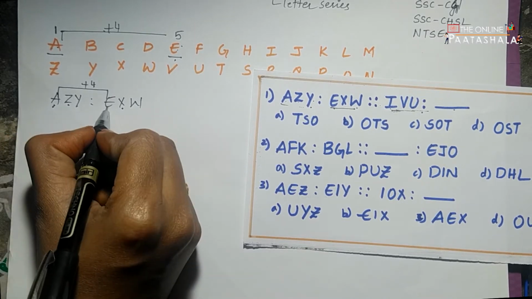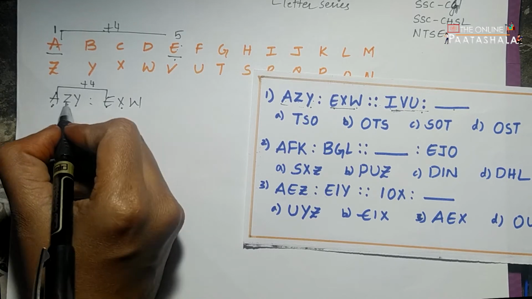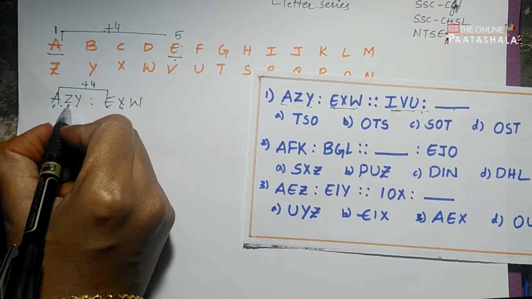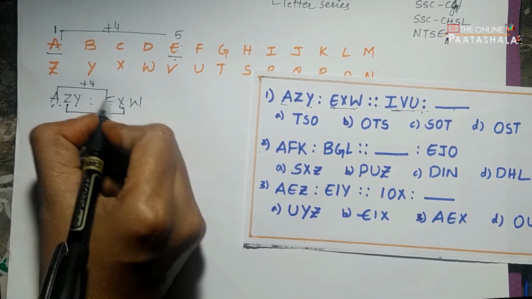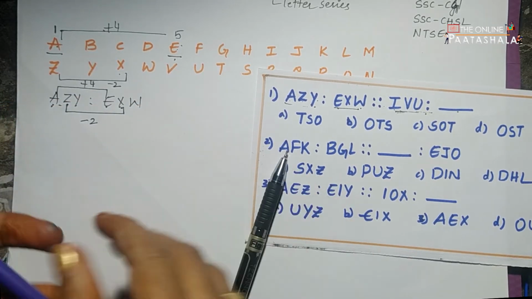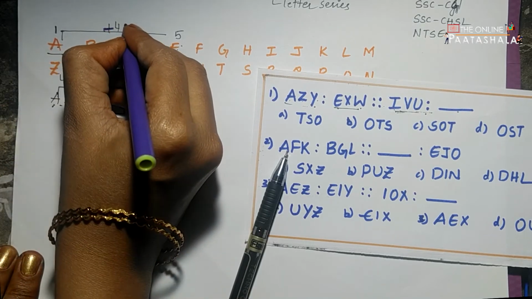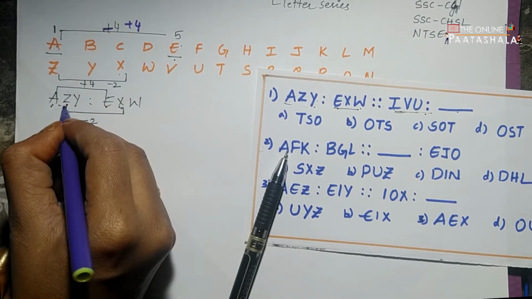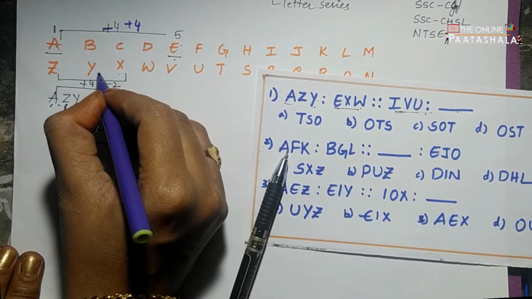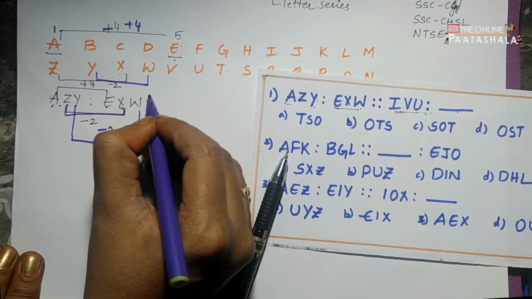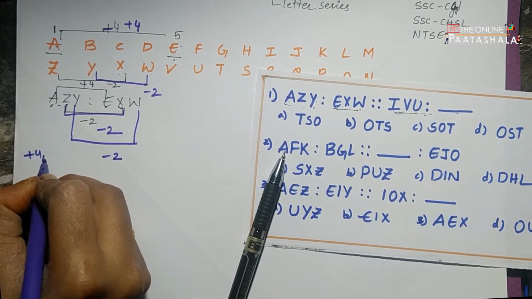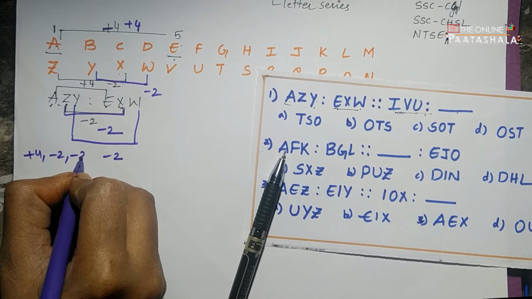We compare the first letter with the first letter of the next series, and the second with the second. Here Z, how do you get X? If you do minus 2, you will get X. So minus 2. Plus 4 you have done, and again for Y to W it is minus 2 again. So the pattern is plus 4, minus 2 and minus 2.